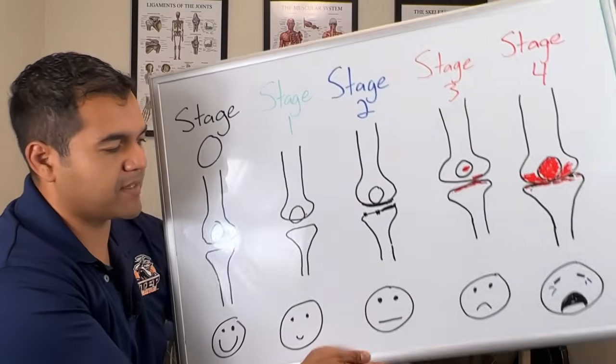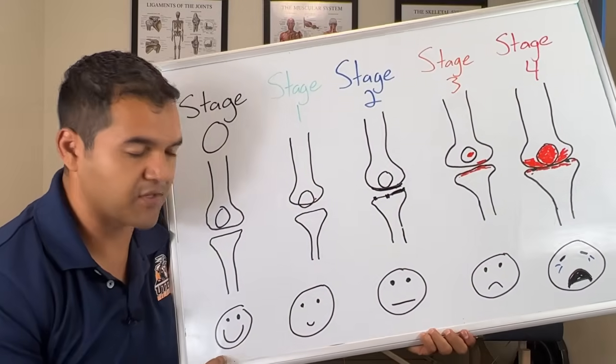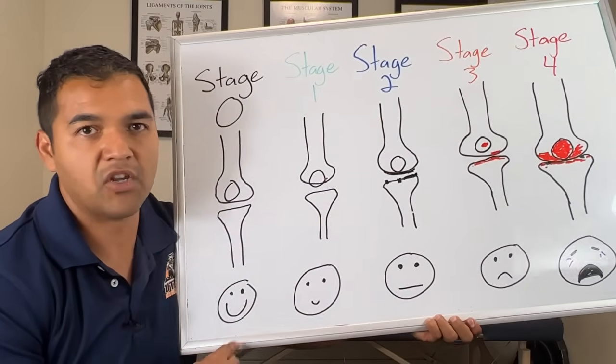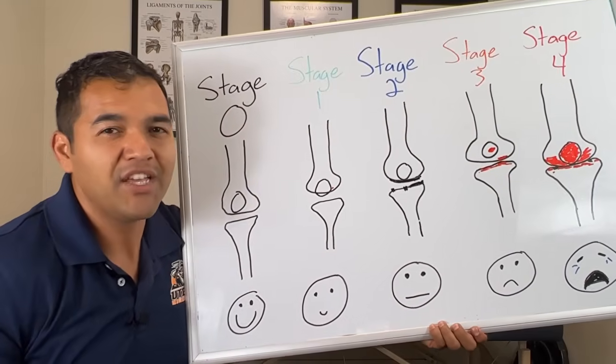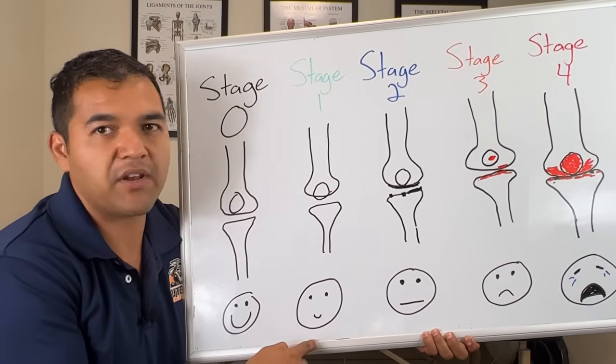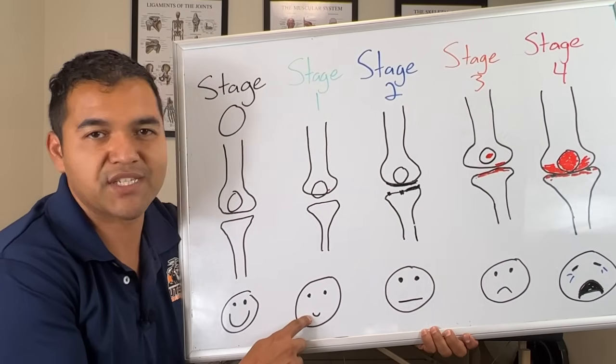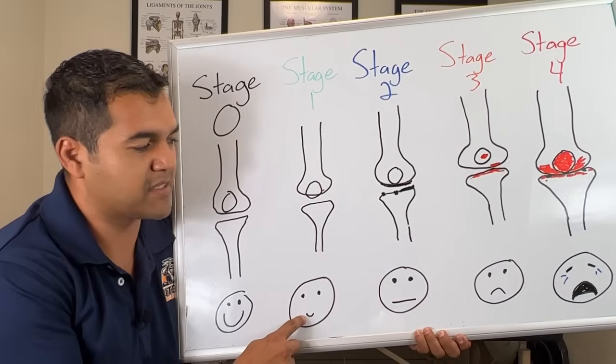All right, back to our staging system. So I didn't go over the happy faces. Let me just cover that. So you feel fantastic in stage 0, no problems. In stage 1, you mostly feel happy. There's just moments where you don't feel too good. So the smiley face just got a little smaller. It's less of a smile.